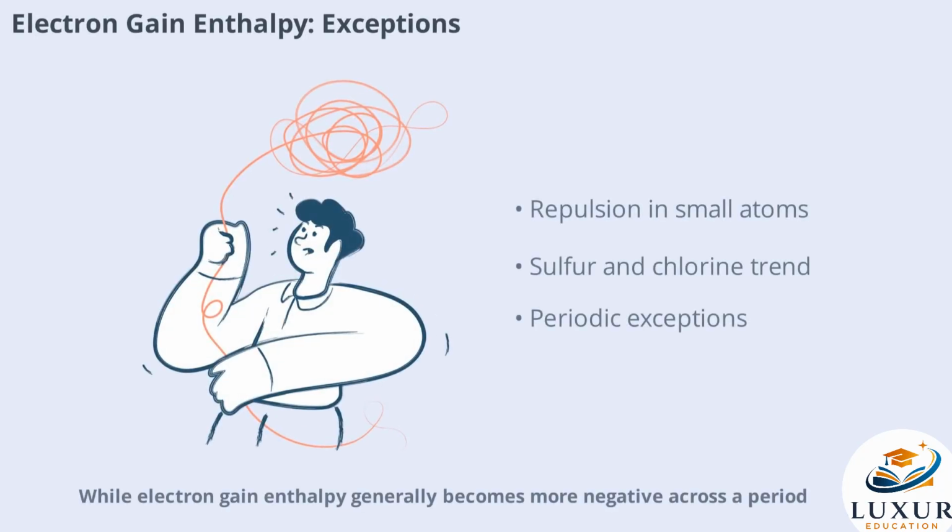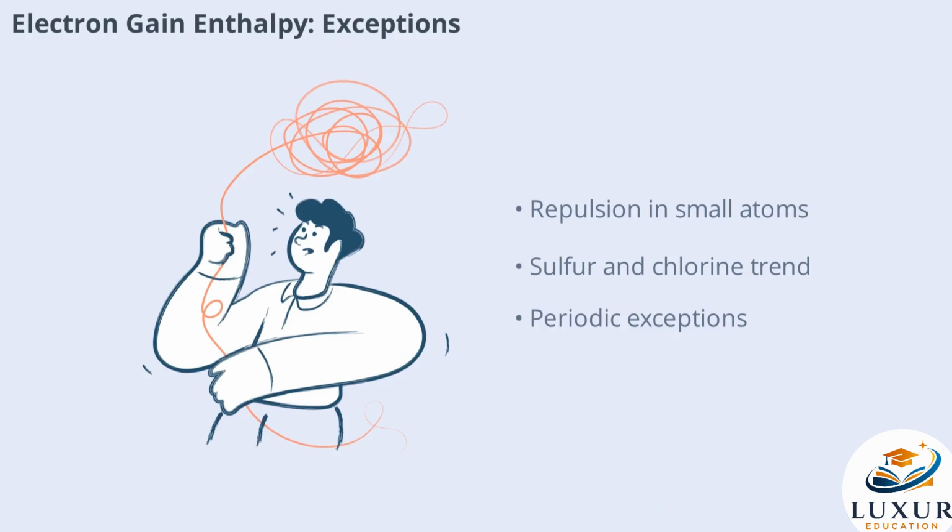Electron gain enthalpy generally becomes more negative across a period. There are exceptions. For instance, oxygen and fluorine have less negative values than expected due to increased electron-electron repulsion in their small n equals 2 orbitals. In larger atoms like sulfur and chlorine, the added electron experiences less repulsion, making electron gain enthalpy more negative.